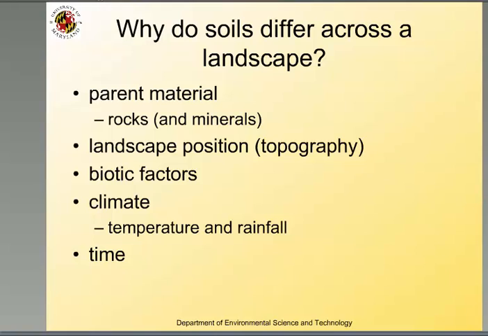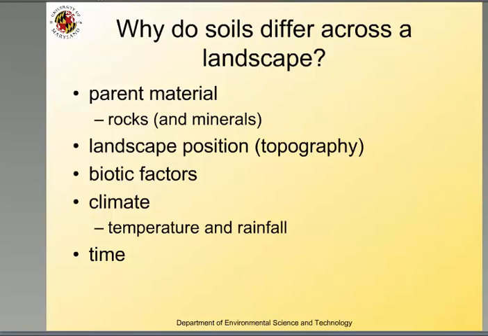Okay? So soils don't all form from the same rocks or minerals. That's what we call our parent material. Soils aren't necessarily in the same landscape position. Some are on the top of the hill, the side of the hill, the bottom of the hill. That's going to affect what's going on here. Soils don't always have the same living influences, the same plants, for example, that live there. Climate and rainfall, temperature and rainfall affect how a soil develops, and also how old a soil is. How long has it been forming? Young soils, we've got old soils.